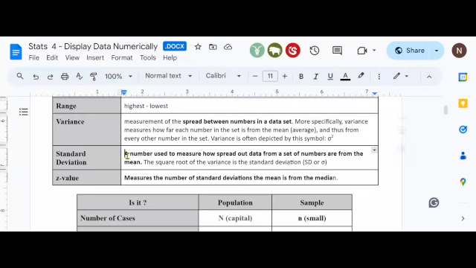Standard deviation is a number used to measure how spread out the data from a set of numbers are from the mean. There is a little bit of difference between standard deviation and variance, but both of them are the same thing: measuring the spread of data.